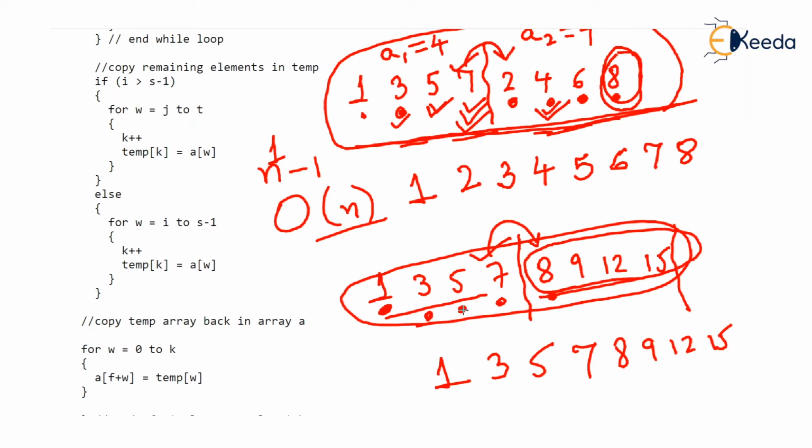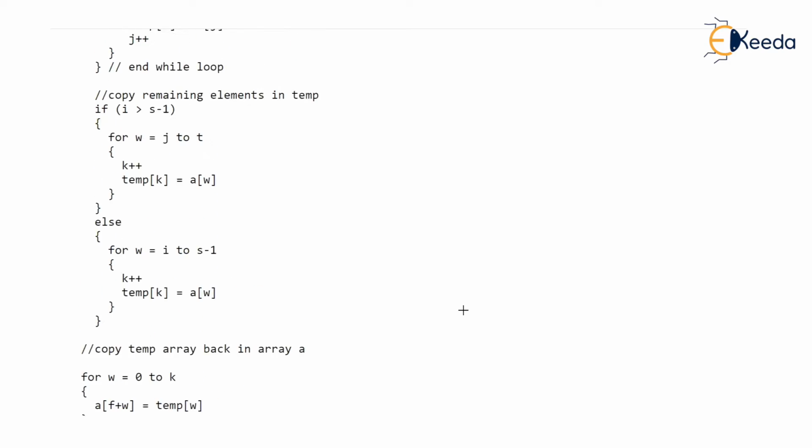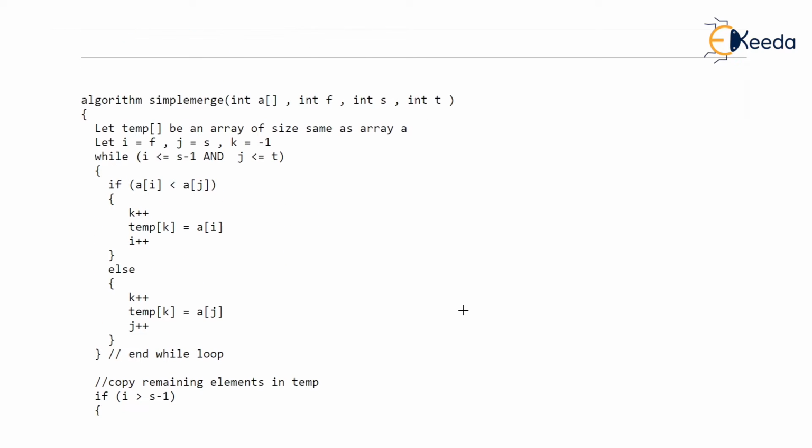So actually, the number of comparisons performed over here, if you count the number of elements, are 8 elements here, 4 plus 4. Number of comparisons made were 4, which was n by 2. But you tell me, isn't n by 2 also a polynomial of degree 1? So we can say that the simple merge performs in big O of n, correct or not? Okay, I hope it was not very difficult to find out the complexity of simple merge.